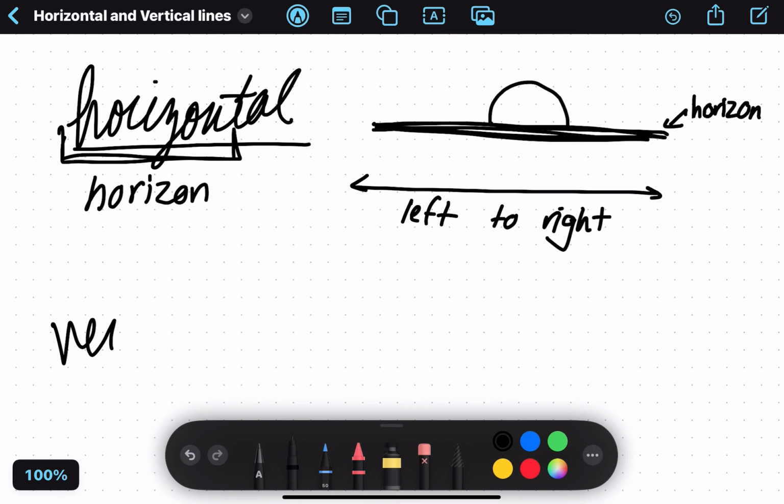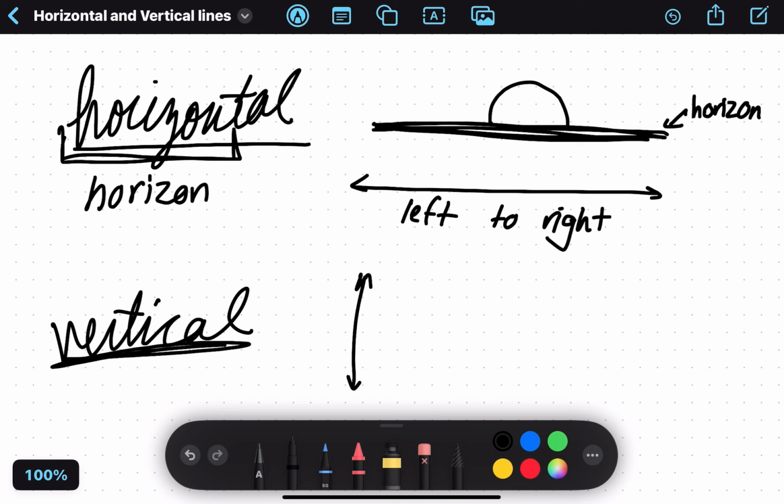Vertical, there's not really a word in vertical, but vertical means up to down, or vice versa, down to up. Vertical lines look like this, and horizontal lines look like this. That's all there is to it for the definitions.